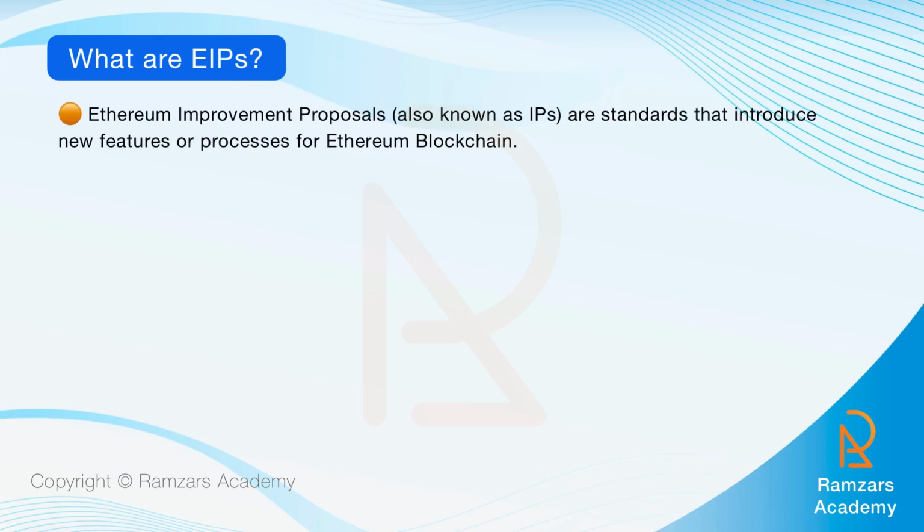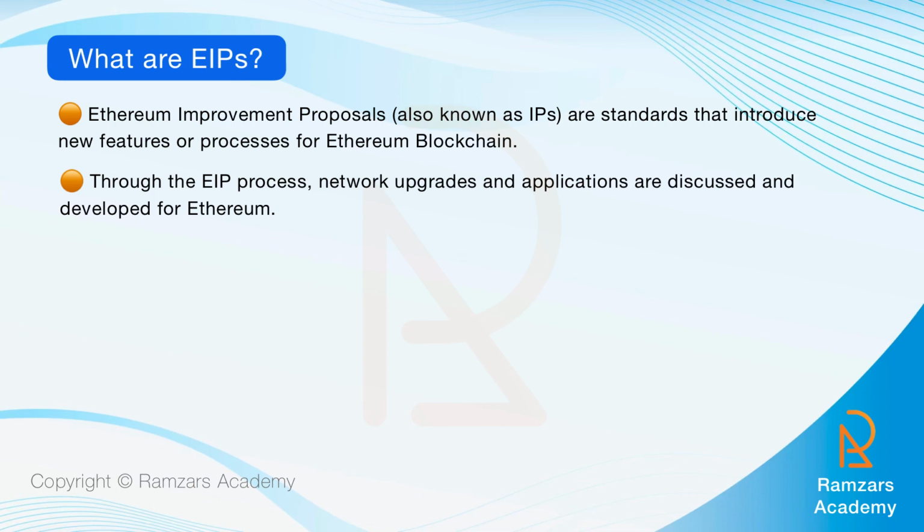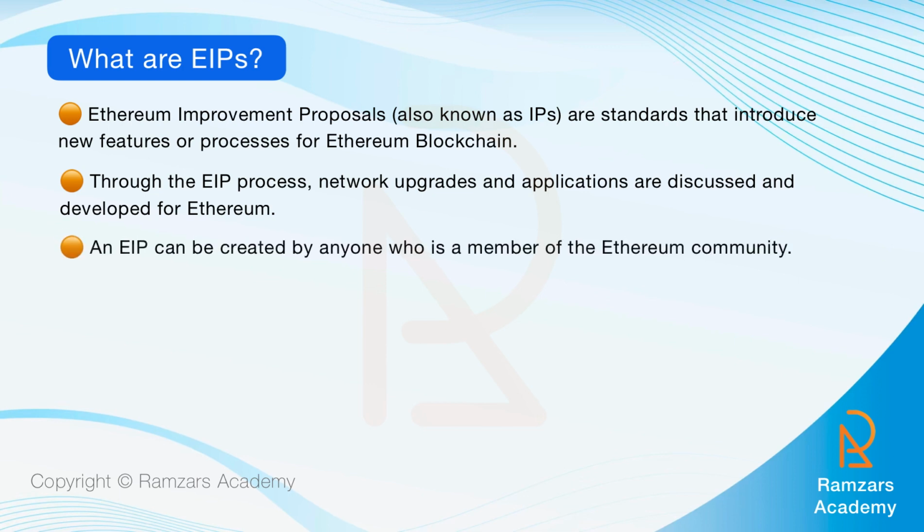Ethereum Improvement Proposals, also known as EIPs, are standards that specify new features or processes for the Ethereum blockchain. Technical specifications for suggested alterations are included in Ethereum Improvement Proposals, which serve as the community's source of truth. Through the EIP process, network upgrades and applications are discussed and developed for Ethereum. An EIP can be created by any member of the Ethereum community. EIP 1 contains guidelines for writing EIPs.